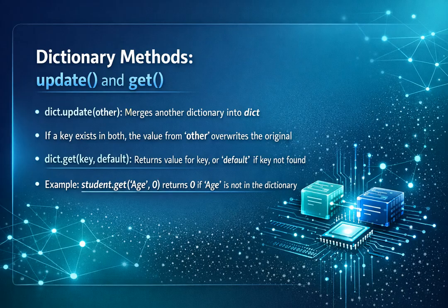The update method merges another dictionary into the current one. If a key exists in both dictionaries, the value from the other dictionary overwrites the original. The get method with a default value is the safe alternative to direct key access when you are not sure if a key exists.